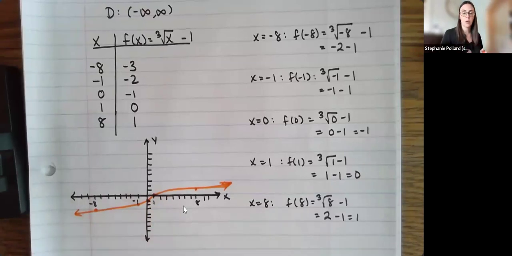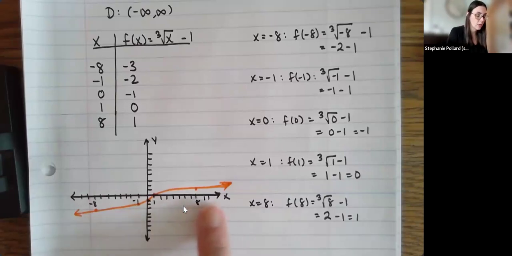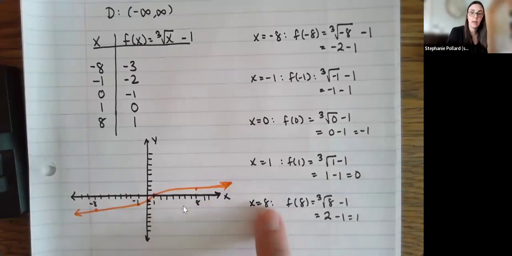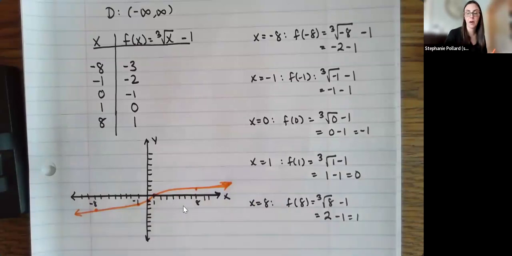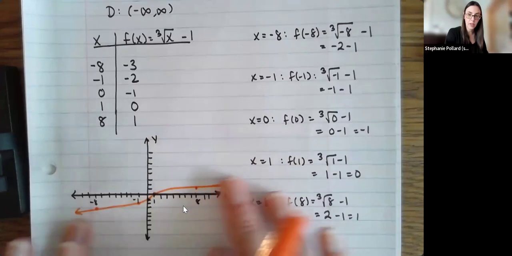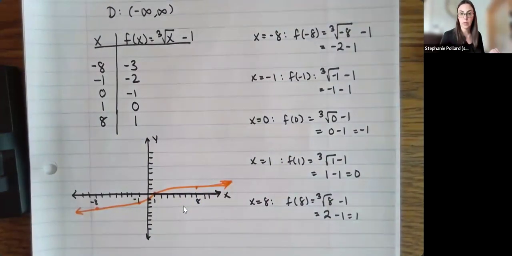It just does so very slowly. If you think about your next cube after 8, it's going to be 27. So at x equals 27 is when you're going to move up the next tick mark. So it does increase and it does decrease forever, going kind of both directions here, but just very slowly.